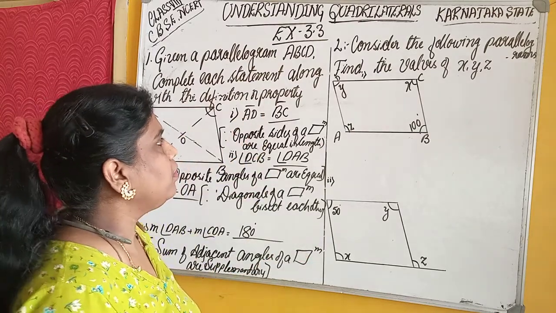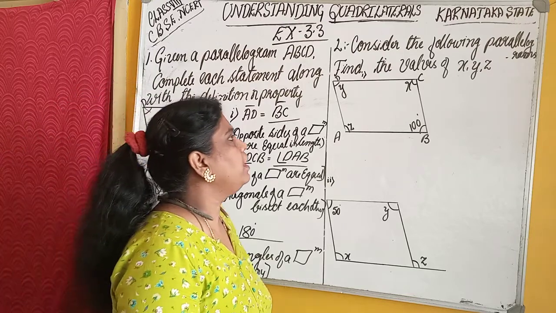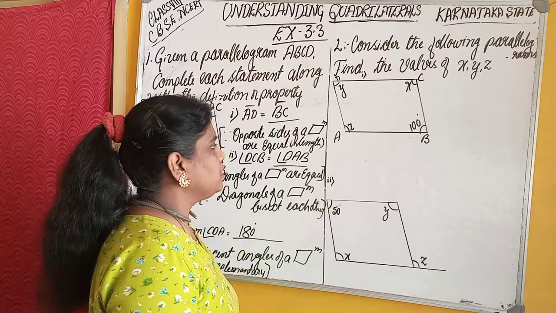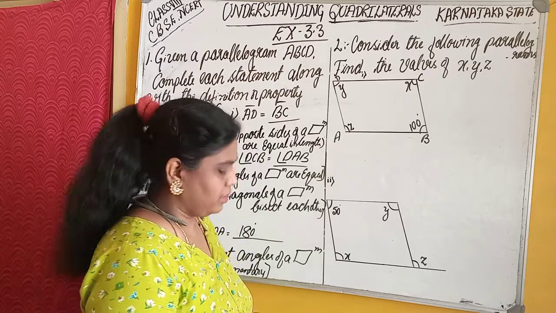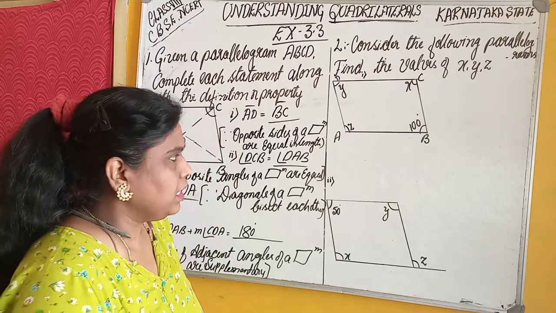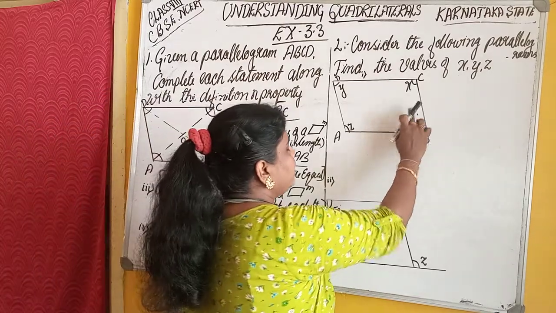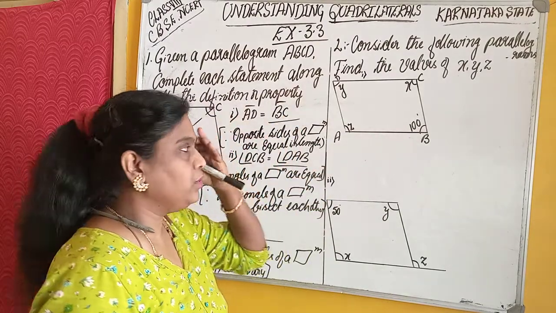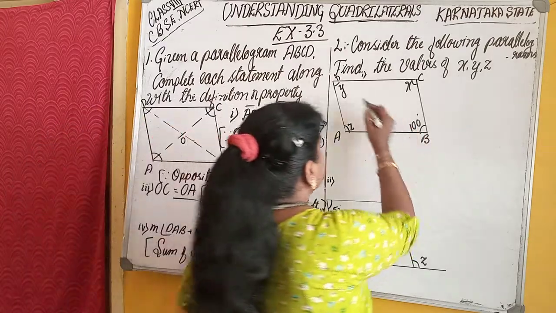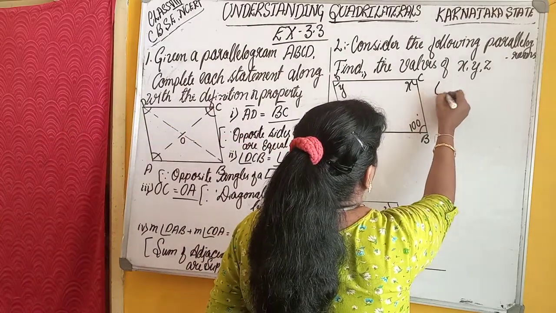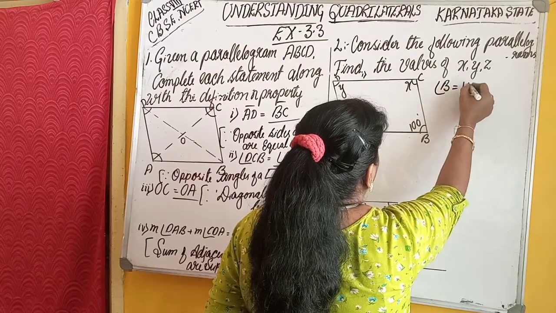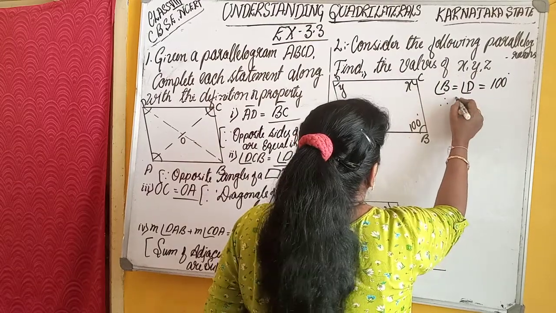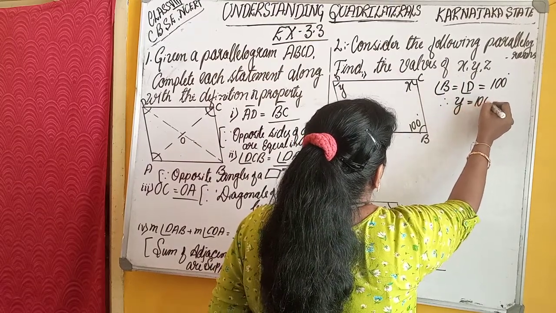Let's move on to the second problem. In that, consider the following parallelograms. Find the values of x, y, z. Here some x, y, z are given. We have to find those unknown angles. Here one of the angles is given, 100 degrees is given. With the help of this we have to calculate the other two angles. Here angle B is equal to angle D, that is equal to 100 degrees. Therefore, y is equal to 100 degrees.